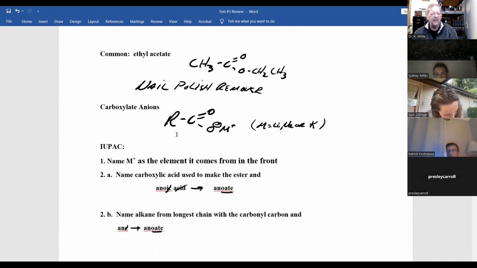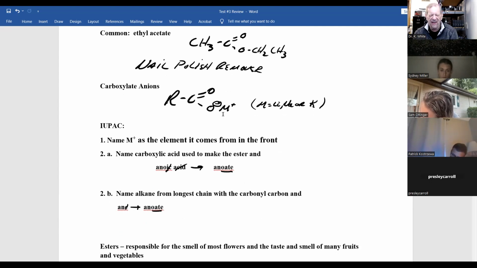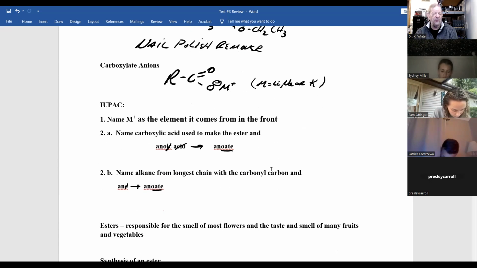All right, next, since we're talking about nomenclature of esters, let's talk about nomenclature of carboxylate anions, where M can be lithium, sodium, or potassium. Name M as the element it comes from, either lithium, sodium, or potassium, in front. Then you have the same 2A or 2B as for the ester. The IUPAC way is, think of that as if it was OH instead of O minus M plus, name it as a carboxylic acid, drop the IC in the word acid and add OATE.